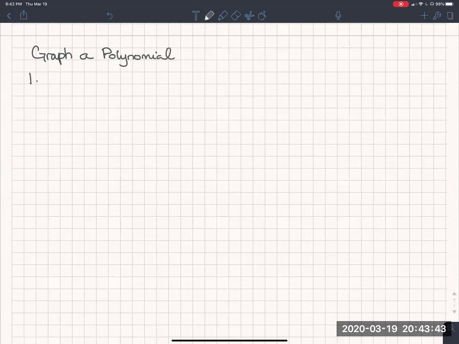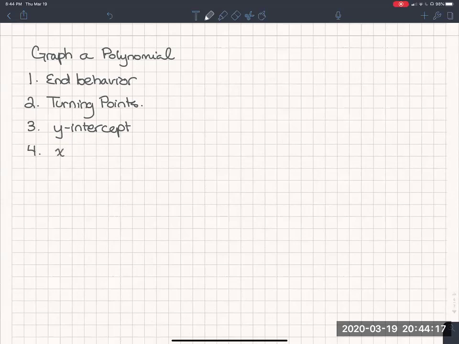So we know, based on the leading coefficient and the degree of the polynomial, the end behavior of the polynomial. So what happens at its end? And we can tell, based on the degree, the number of possible turning points in the polynomial. Now, in order to get an accurate graph, we need two more things. We need to know what the y-intercept is, or where the graph crosses the y-axis, and we need to know what the x-intercepts are.